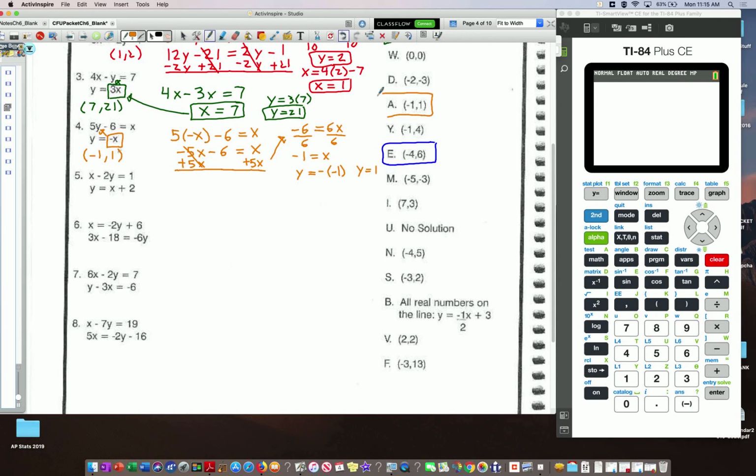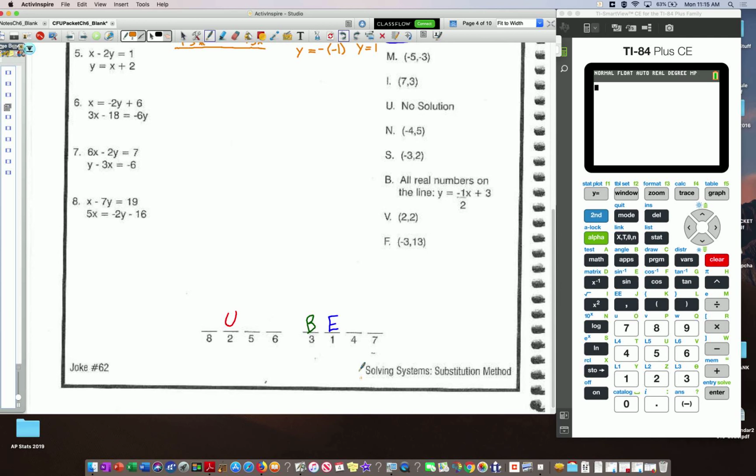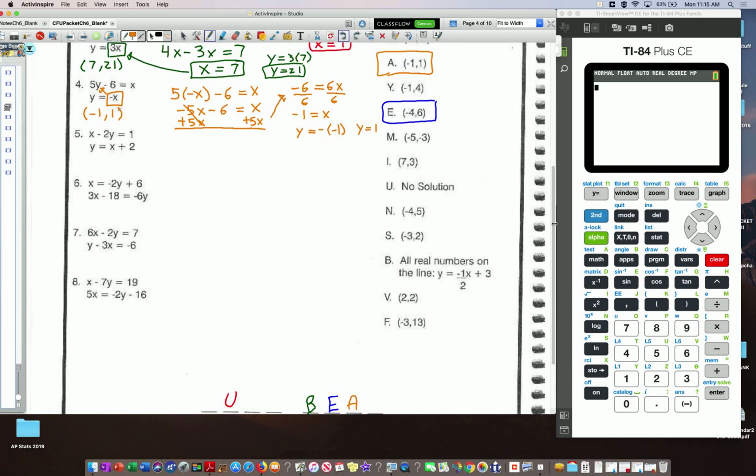There it is. So for number 4, I put the letter A. All right, B-E-A. I wonder what that last letter is going to be. All right, so number 5, as we continue on here, just keep switching colors.